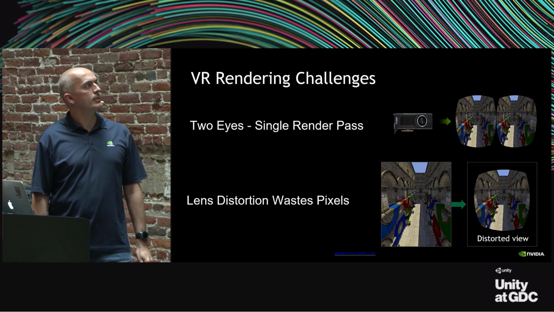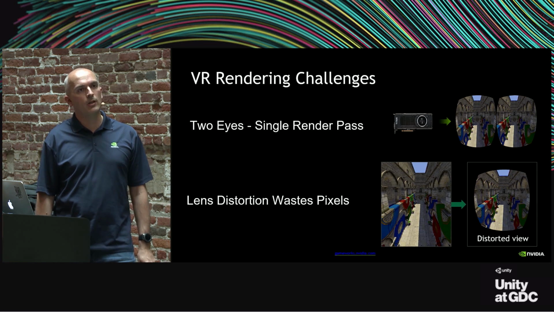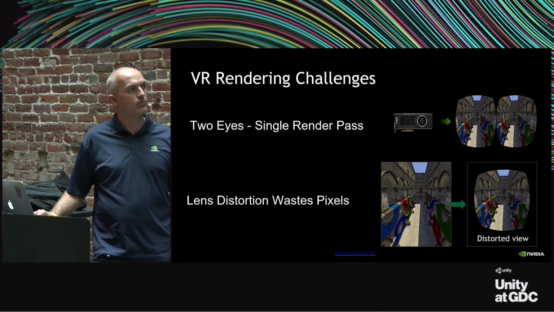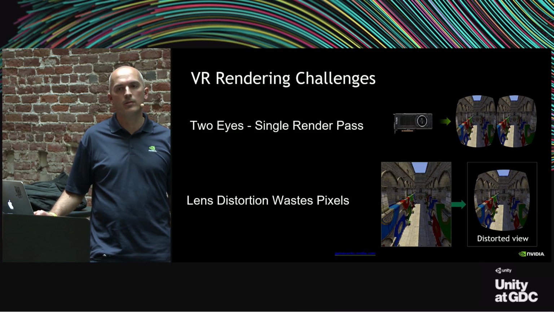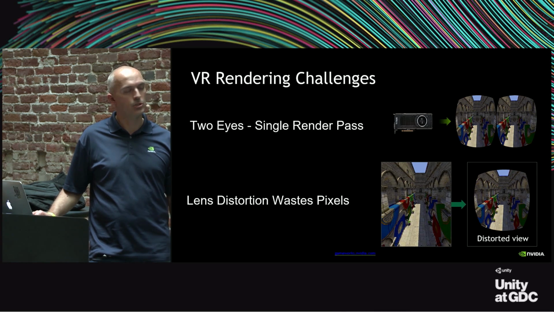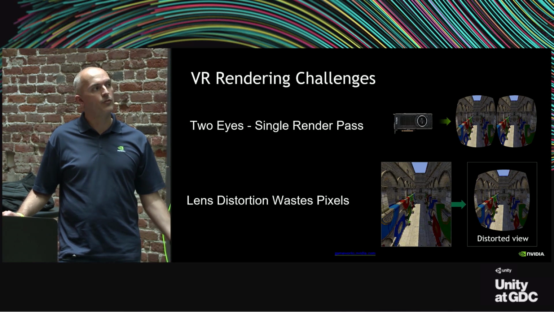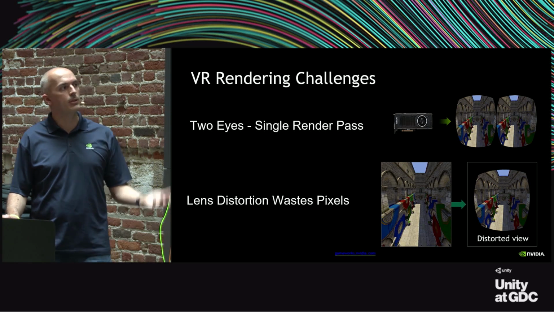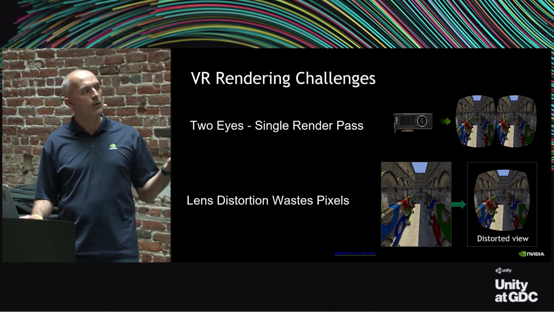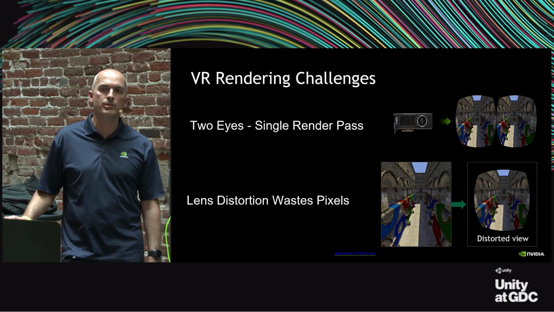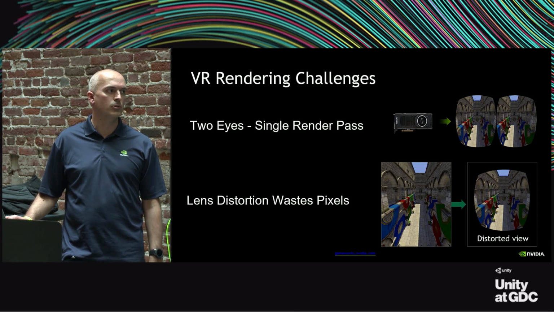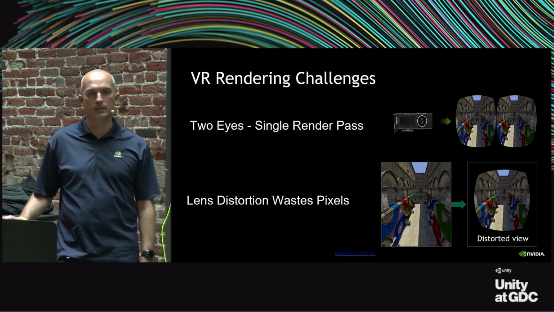And the second challenge comes from the actual lens distortion, right, which is basically how the HMDs work. So once you look at the VR image, because of the shape of the lens, there's a lot of pixels that actually get wasted. And the simple reason is because the GPUs are capable of rendering simple rectangular images, and that's not really what you want when you are rendering something that you're going to map onto the lens.